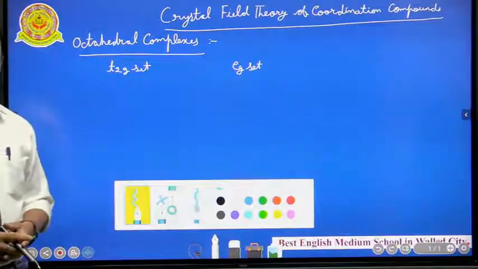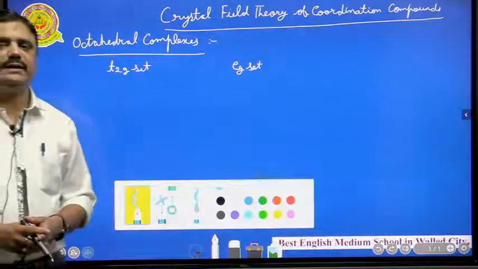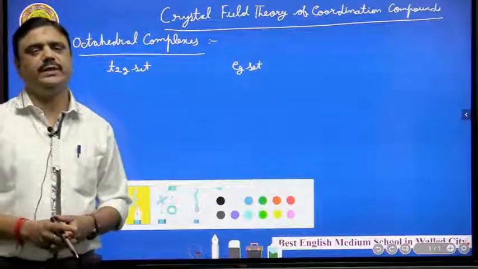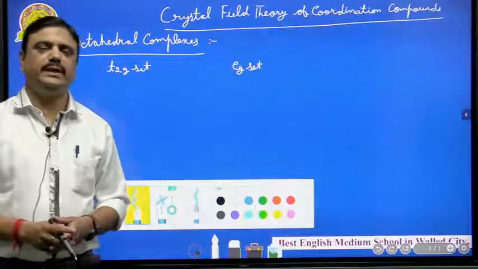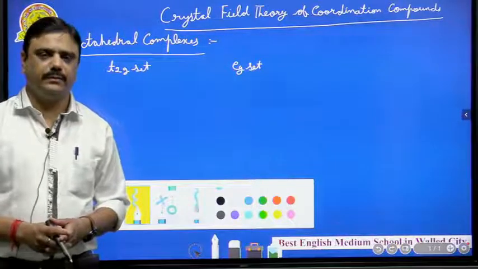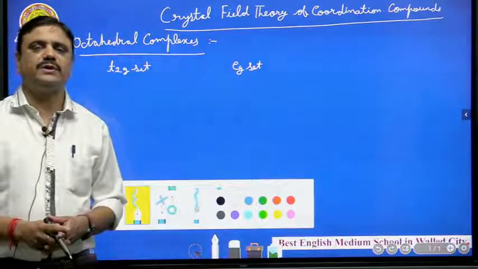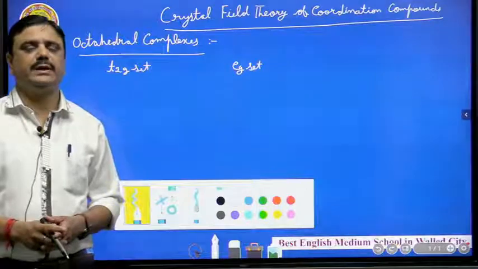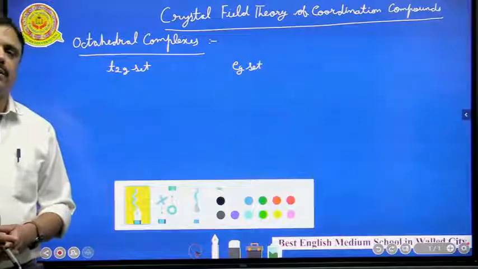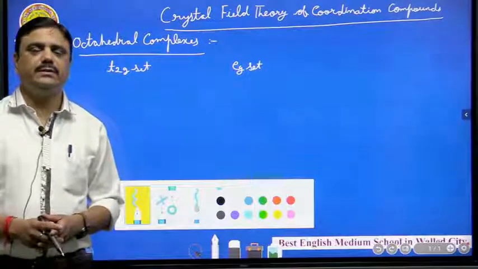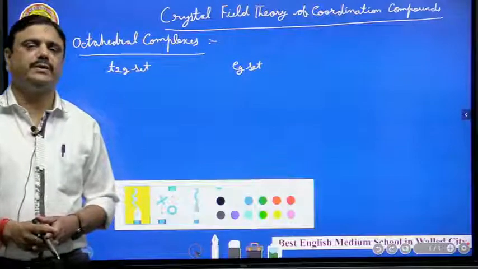Now according to this theory, ligands are also of two types. Each ligand has a different effect on the energies of d orbitals. Some ligands produce a strong field, some ligands produce a weak field. The strong field ligands will cause more splitting, the difference between the energies will be higher, and weak field ligands will produce lower splitting energy.